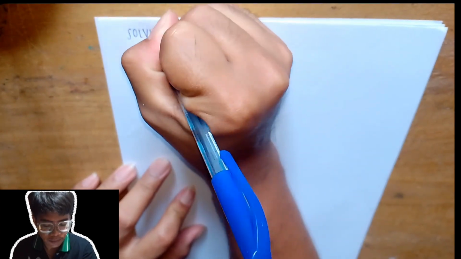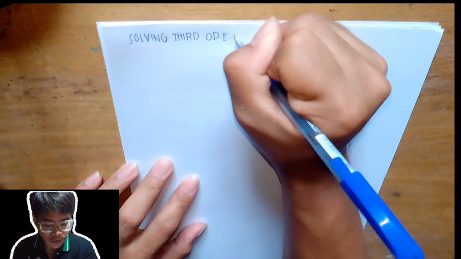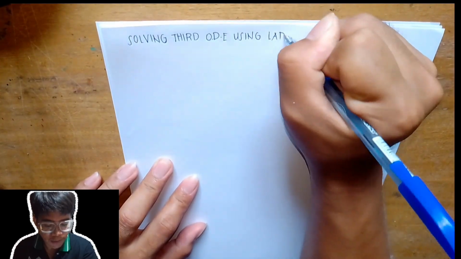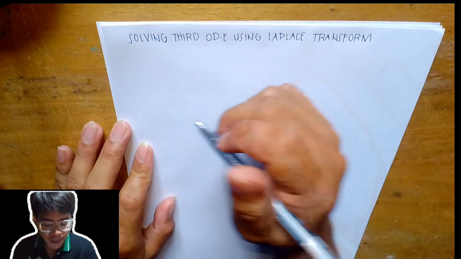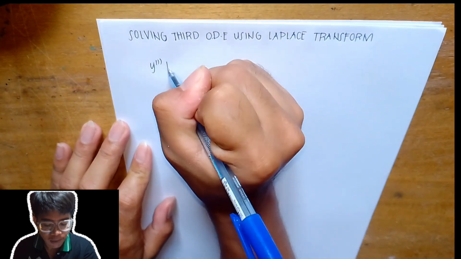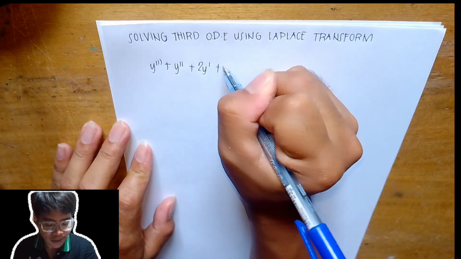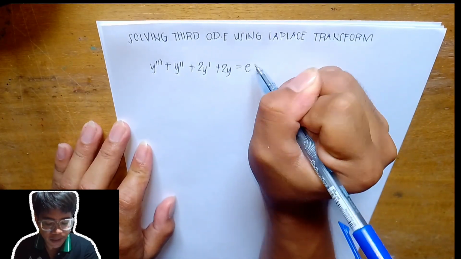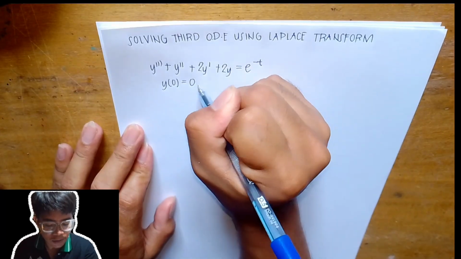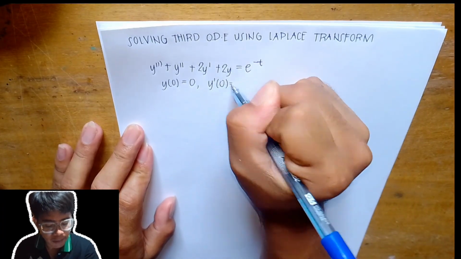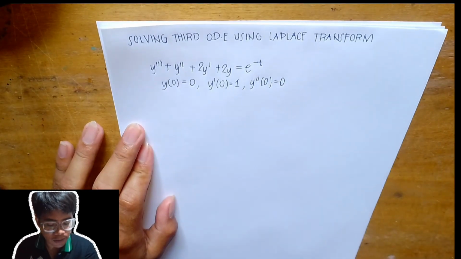Hello everyone! In this video, we are going to solve a third-order differential equation using the Laplace transform. The given equation is y triple prime plus y double prime plus 2y prime plus 2y is equal to e raised to negative t, with the initial conditions of y of 0 is equal to 0, y prime of 0 is equal to 1, y double prime of 0 is equal to 0.